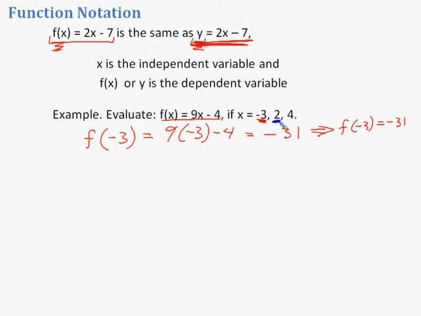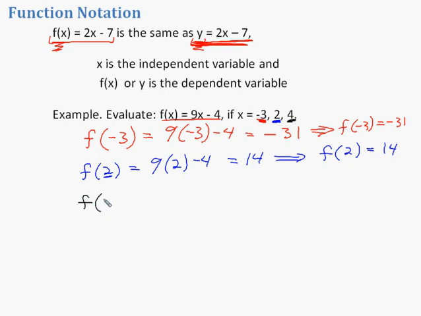Then I can take 2 and put it in the function. So f of 2 is 9 times 2, since I'm putting 2 in for x, minus 4. 9 times 2 is 18, minus 4 is 14, and so we know that f of 2 is 14. And then lastly, I can put this 4 in. We have f of 4 is 9 times 4 minus 4, and that's 36 minus 4, which is 32, so f of 4 is equal to 32. And so that's using function notation.